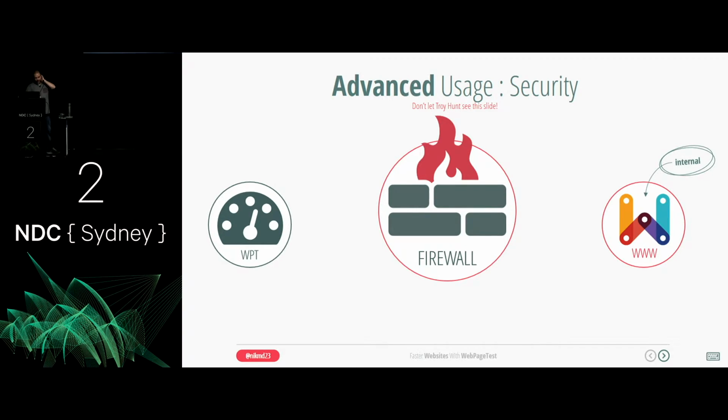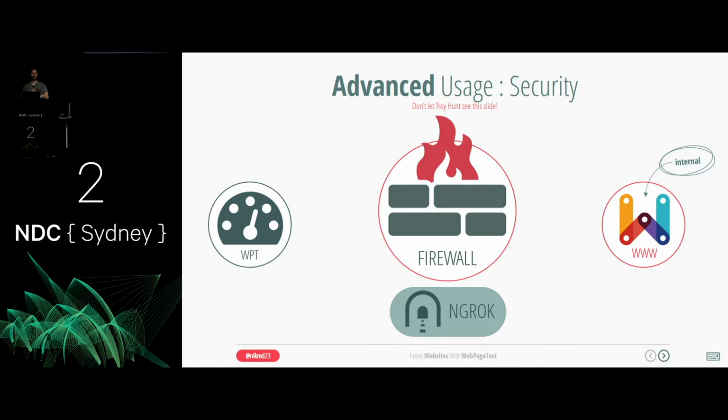So to get around this, we can use a tunneling service. I particularly like one called ngrok, but there's others out there. What this will do is once we enable ngrok, we're going to set up an HTTP tunnel over port 80 to go around your firewall to your website, back through ngrok, and to WebPageTest.